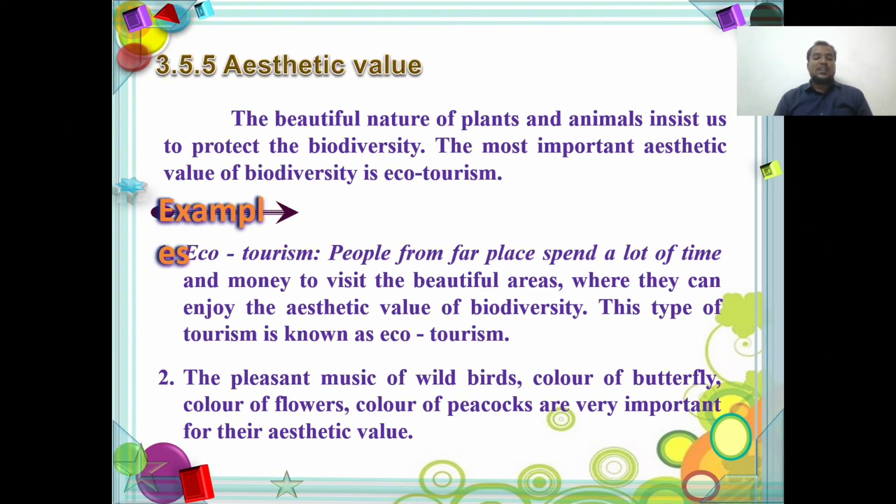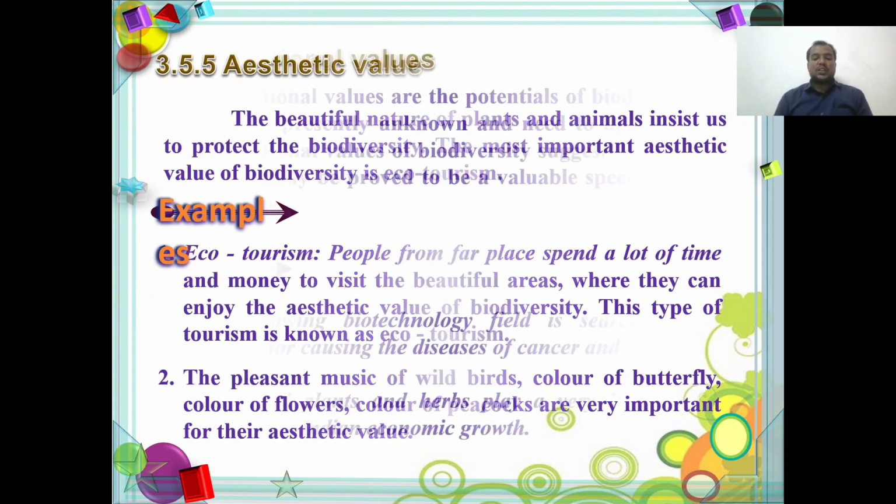This type of tourism is known as ecotourism, and the pleasant music of the wild birds, the color of butterflies, the color of flowers, and the color of peacocks are very important for their aesthetic value.